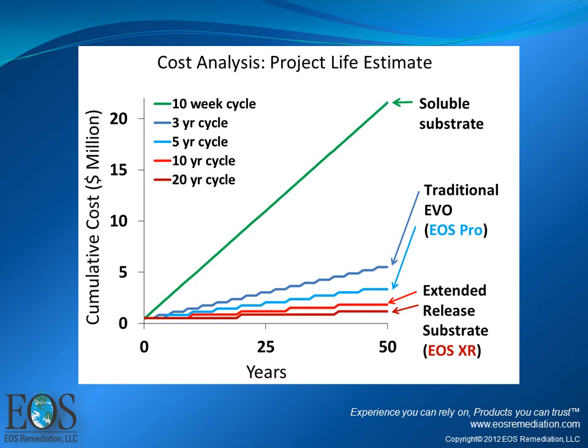A lot of what that is, every 10 weeks you're going out, mobilizing, buying product, shipping product, and injecting product. With an emulsified vegetable oil like EOS, you're every 3 to 5 years for your reinjection cycle, so you're basically minimizing the cost of mobilization over time. The idea with the extended release substrate, EOS XR, is that you're coming down even further and only injecting every 10, possibly every 20 years.